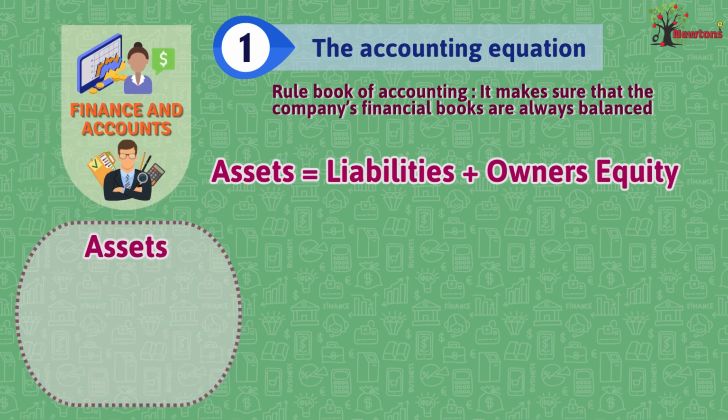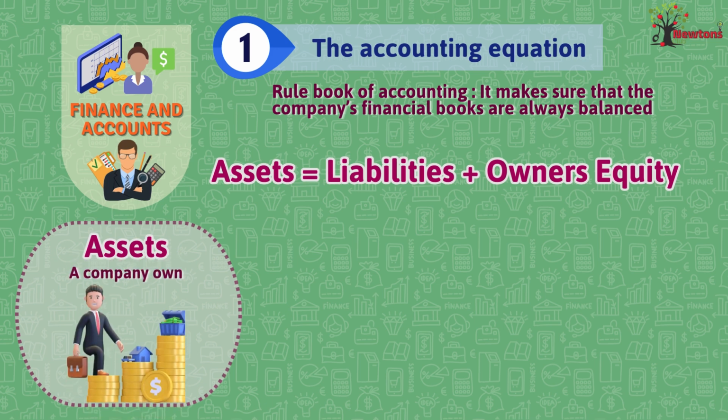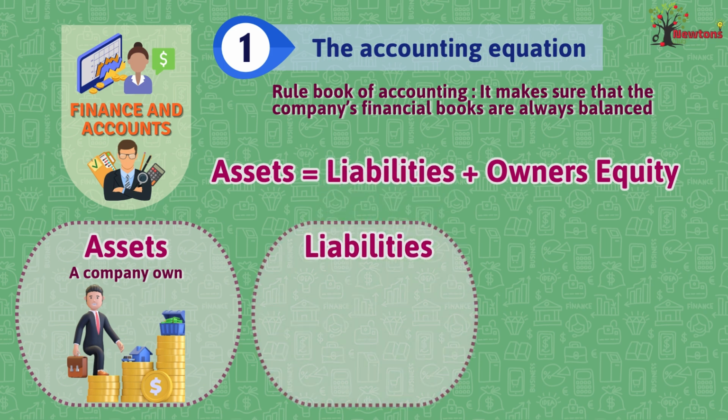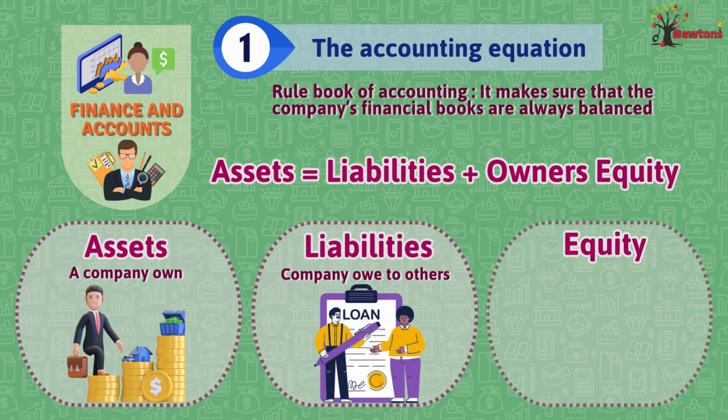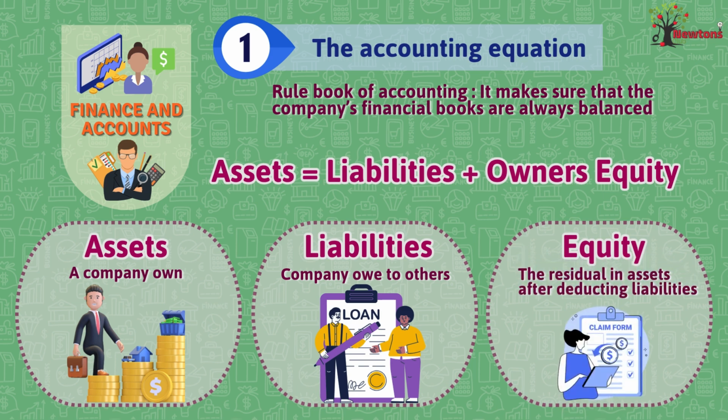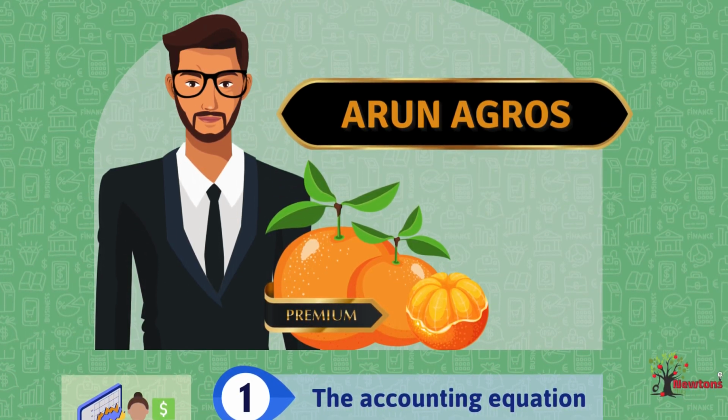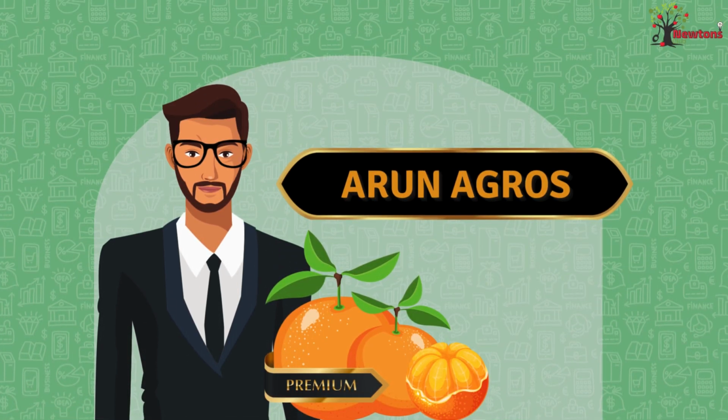Assets, what the business owns, like cash, equipment, inventory, etc. Liabilities, what the business owes, like loans or creditors. And owner's equity, what's left over for the owner after paying off liabilities. So to understand this equation better, let's go back to our Arun Agros example.